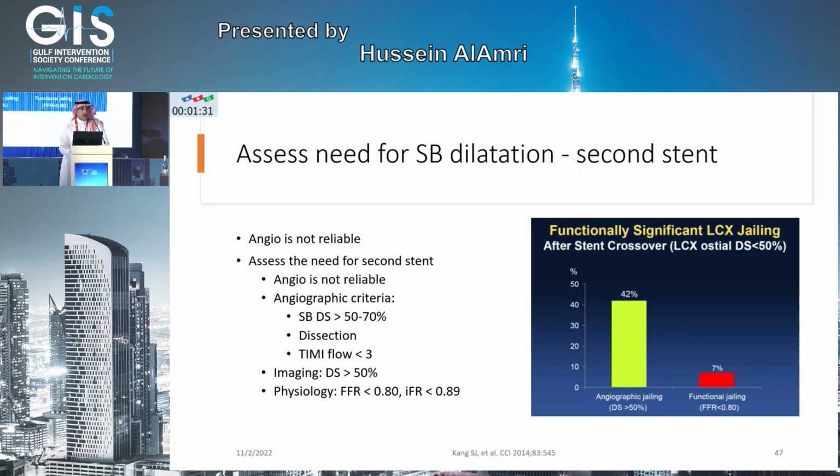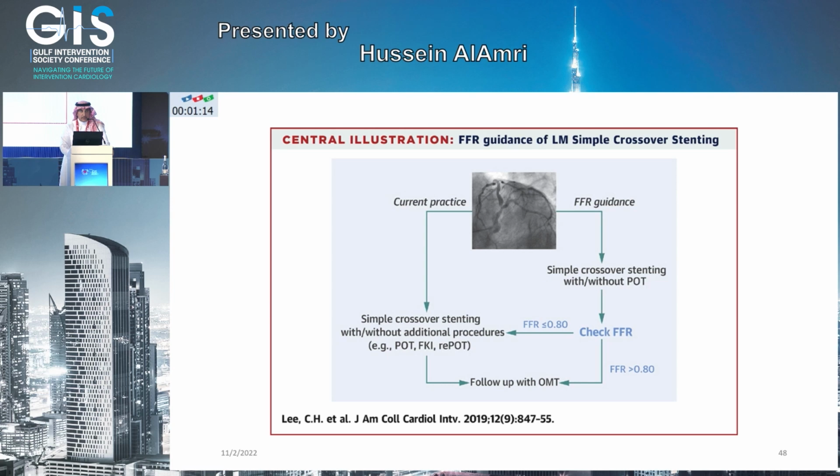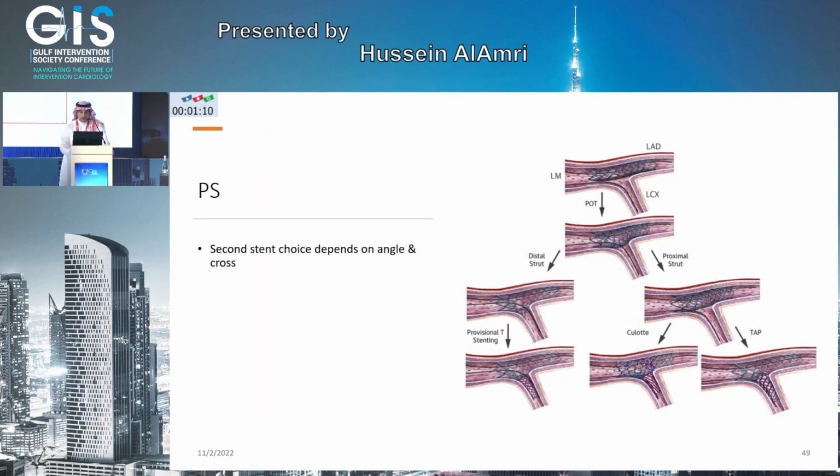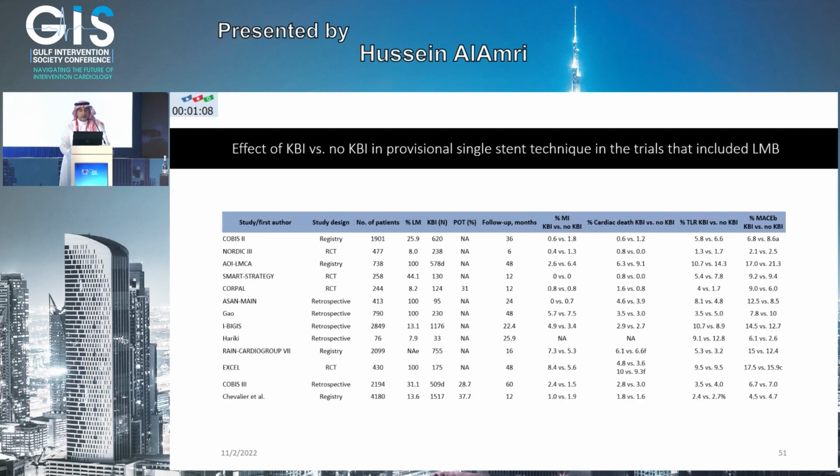Always assess your side branch, either with imaging or with iFR, because most of the time what you see is not what's really there. Only 7% of patients who had significant lesions on angiography needed intervention. So currently, iFR guided or FFR guided intervention for the side branch is recommended.